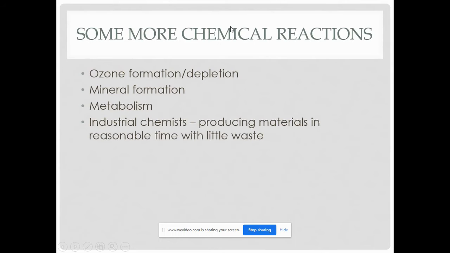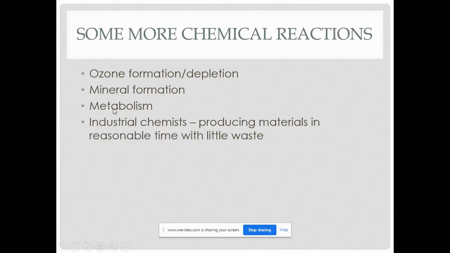Okay, so some more chemical reactions to think about. Ozone formation and depletion. I don't know if you guys saw in the news that because everybody's being isolated to their homes, the amount of ozone has depleted over time. So the rate of ozone forming has depleted because people aren't going anywhere and nothing is really happening, which I guess is a plus.